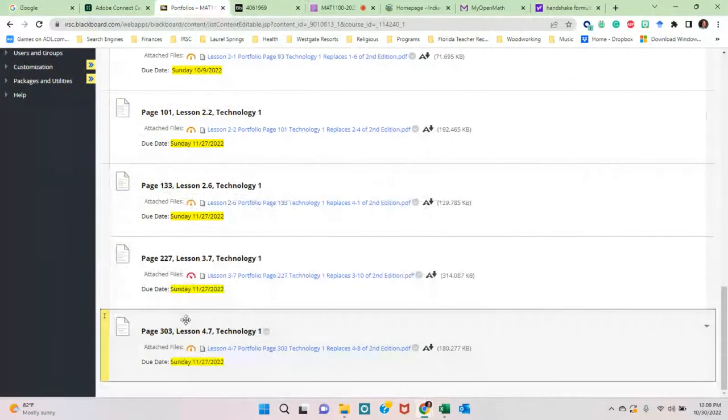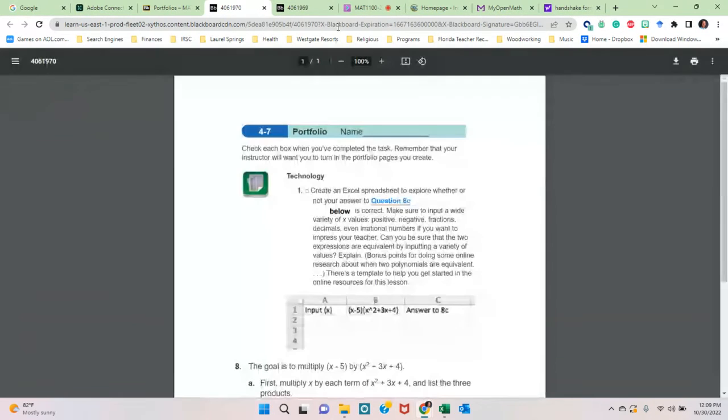All right, quantitative students, we're working on the last portfolio. Portfolio A is going to be lesson 4.7 technology. You're going to click on here, pull that up, and then you're going to create an Excel spreadsheet to explore whether or not your answer for question number 8C below is correct.